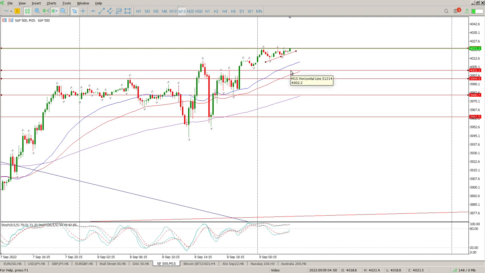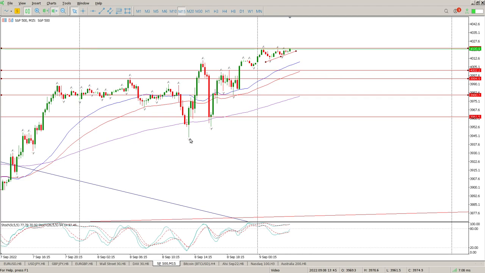So somewhere inside 4,002 and 3,995, that would be the area for me to be looking for opportunities to buy into this. That's the one area, and then you've got a stop that would be just below 3,981. So, oh, sorry, 3,980. So that's kind of the setup that I'm seeing. Still looking for longs at the moment. Don't trust shorts right now.